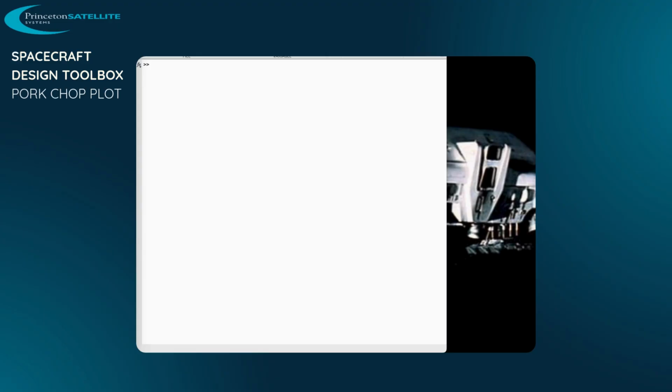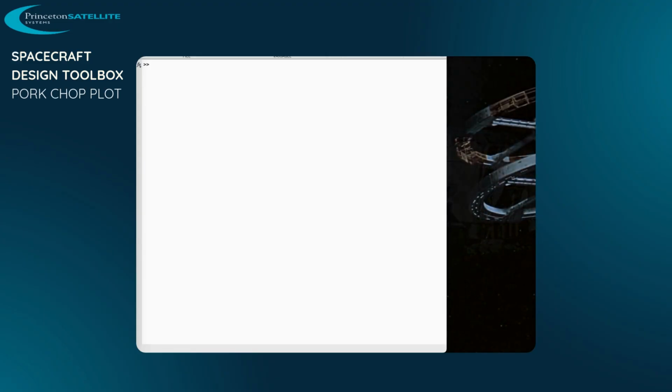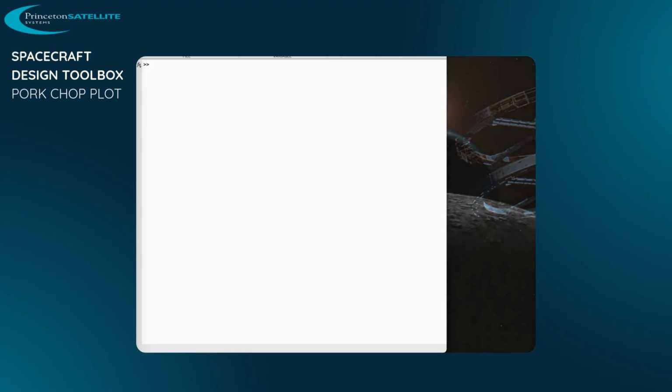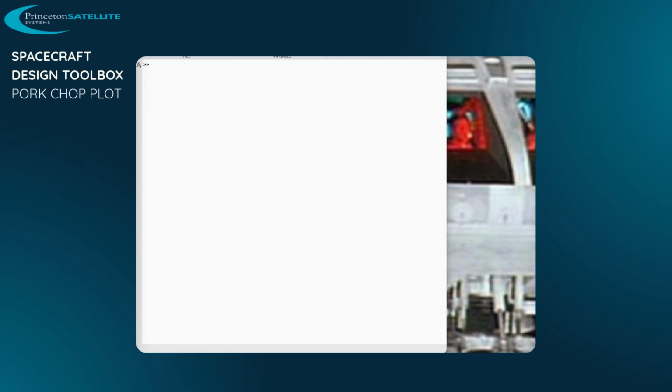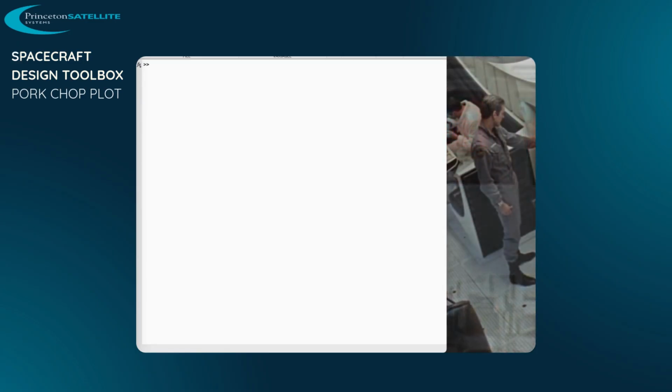I'm going to show you how to generate pork chop plots with the Spacecraft Design Toolbox for MATLAB. Pork chop plots let you determine the best times to depart for another planet. It uses Lambert's time of flight algorithm. Johann Heinrich Lambert was a famous mathematician from the late 1700s. He contributed to many areas of math and science.